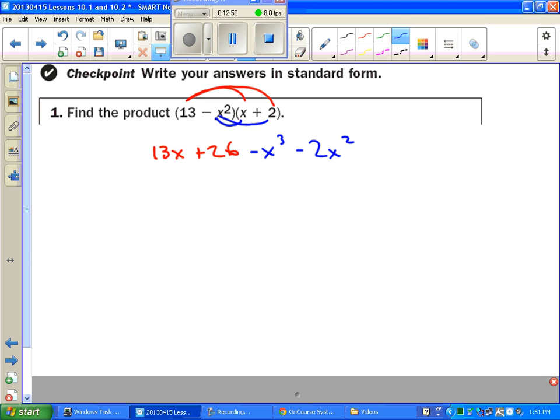Then you just have to make sure everything is in standard form. Remember, you always want the x to the highest exponent first. So negative x to the third. Then x squared is next, negative 2x squared. Then positive 13x. And then finally followed by positive 26.